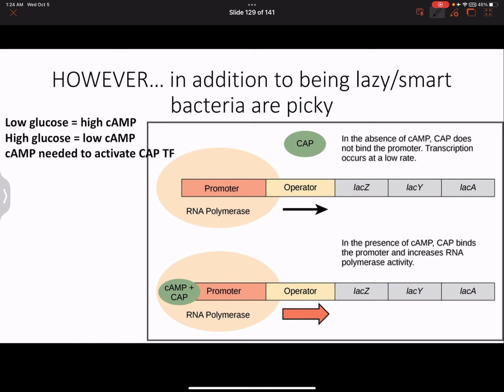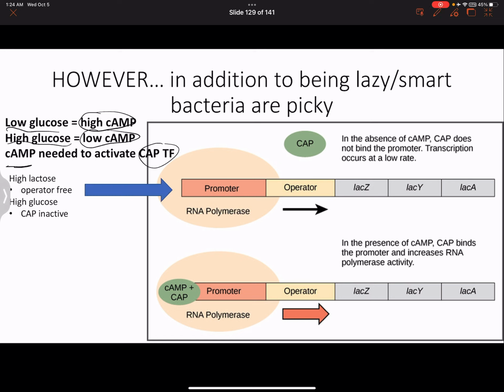Now, how does this manifest? Glucose is going to indirectly correlate with something called cAMP. So if you have low glucose, you have high cAMP. If you have high glucose, you have low cAMP. And cyclic AMP is needed to activate the CAP transcription factor.